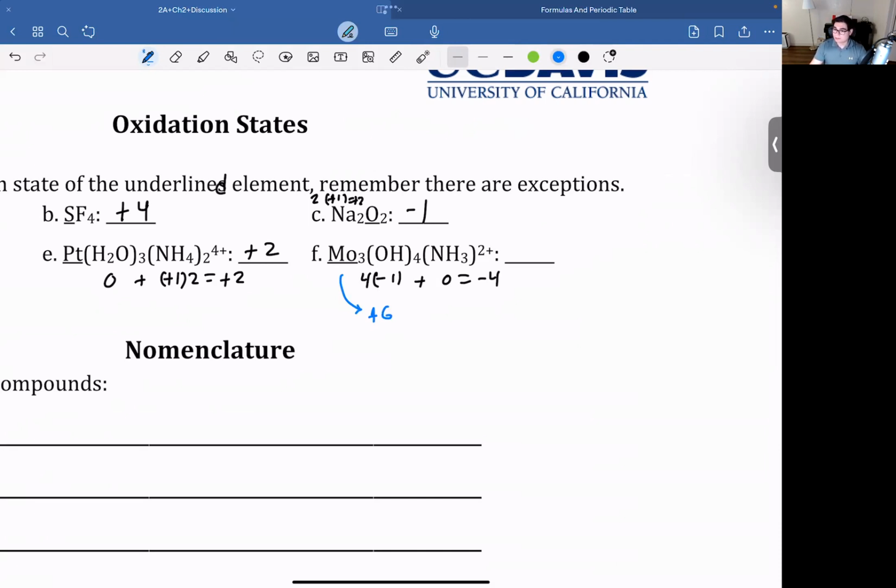If it helps, write the equation out: you can write -4 plus 3x, where x is the charge of each molybdenum, is equal to 2, and you can solve like that. Do whatever is easiest. So this is +6, and then there are 3 of them, so you divide by 3, and you get 2. So each one has a +2 charge. That's it.